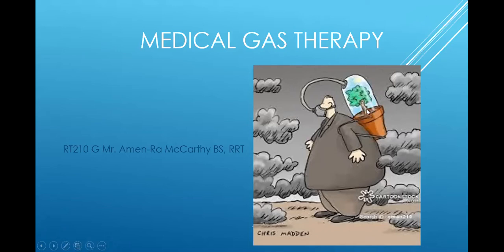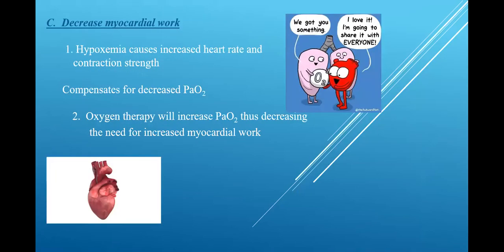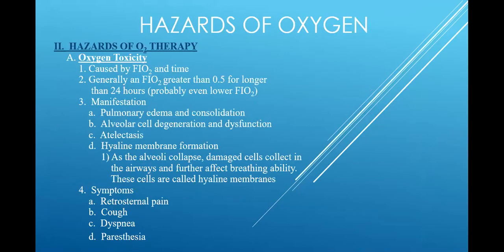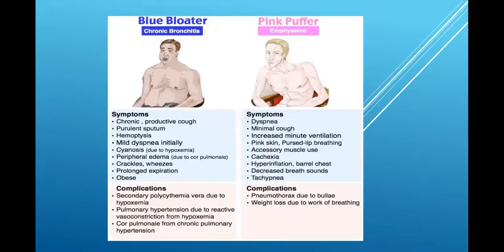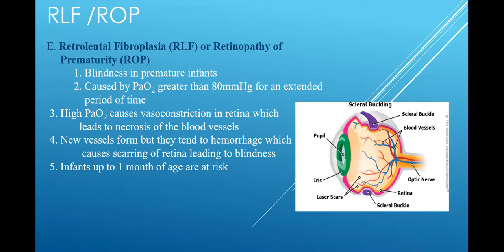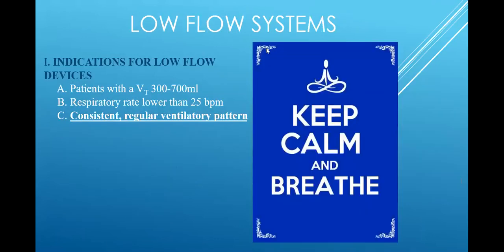We already did this part. While we give oxygen, we talked about the chemo, decreasing the work of breathing, decreasing the work of the heart, hazards. And we ended up with the RLF, ROP, and the guidelines. Okay. Today we're going to talk about the low flow systems. So, indications for low flow systems, low flow devices.